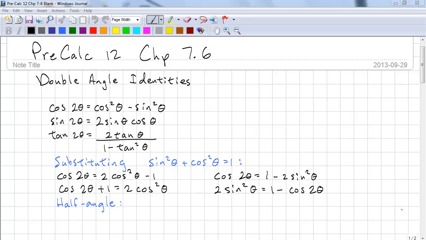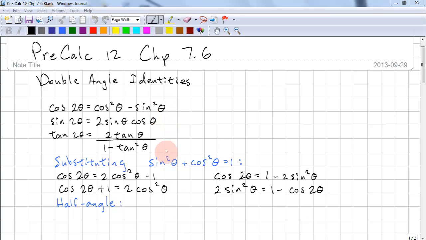Pre-Calc 12, Chapter 7.6. This time we're going to look at double angle identities. These identities you can come up with on your own if you look at it hard enough. So for instance, cos 2 theta. We just substitute theta in for alpha and beta in the sum identity, and cos alpha cos beta is equivalent to cos squared theta. And similarly, we get minus sine squared theta.